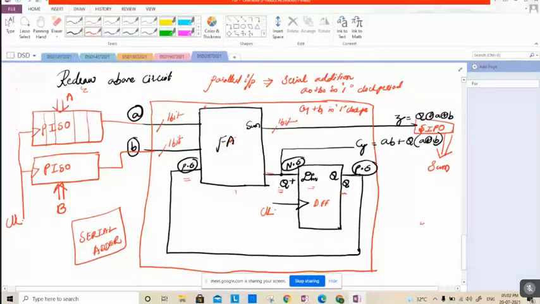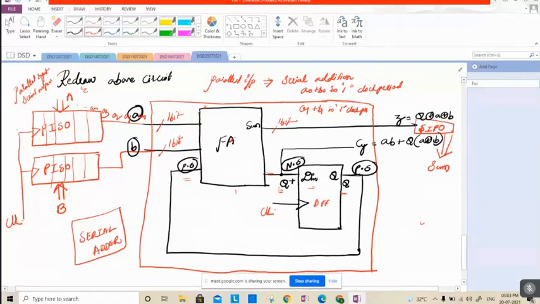Parallel input, serial output. Parallel input must be taken in parallel, and the output is to be generated serially. So the serial output is first A0, next A1, next A2, next A3, next A4, and so on. And for B also, we provide a parallel in serial out shift register.